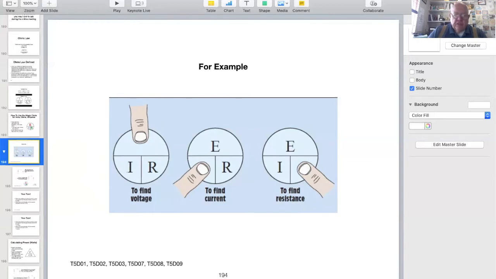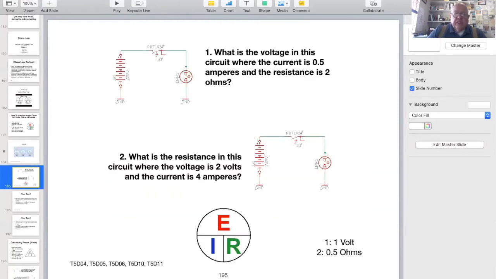In my example, I have a current of 3 amps, a voltage of 90 volts, and need to know the resistance. I cover up the R and see that I need to divide the volts 90 by the amps 3, which yields 30 ohms of resistance. It really is just that easy. These are 2 possible test questions.